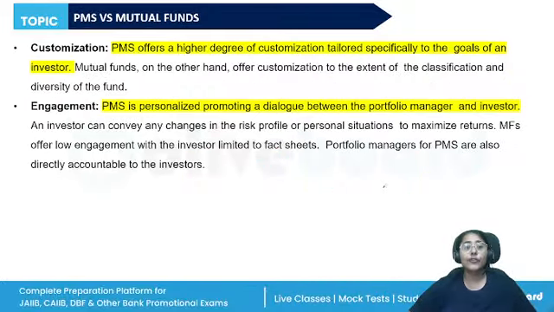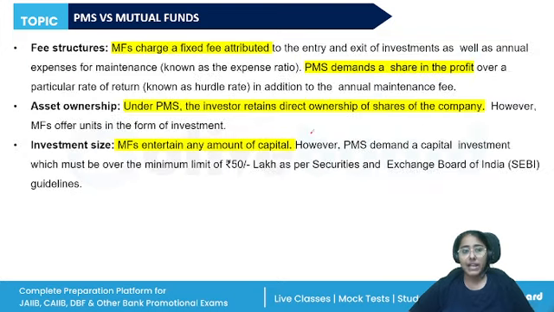So how is portfolio management different from mutual fund? PMS offers a higher degree of customization. It is one to one, whereas mutual fund offers customization to the extent of classification, whether it is a debt mutual fund, equity mutual fund, or a hybrid mutual fund. Engagement, there is more personalized engagement in the PMS as compared to the mutual fund. In the PMS, managers are directly accountable to the investors, whereas there is risk in the portfolio management.